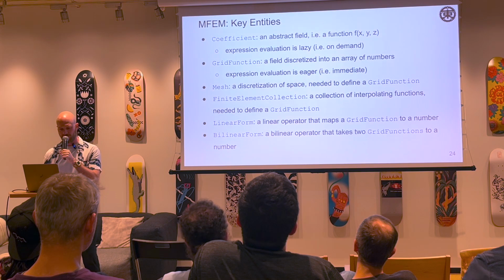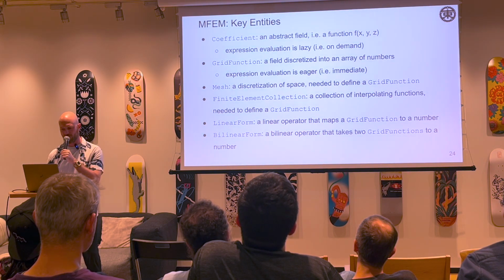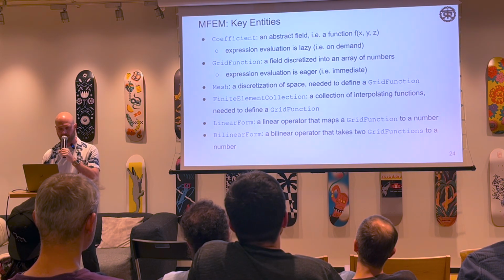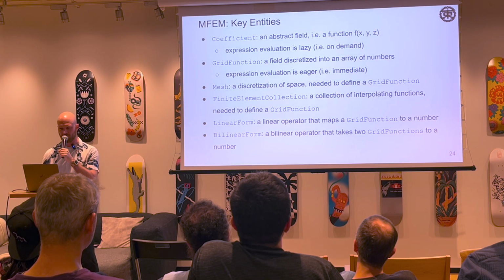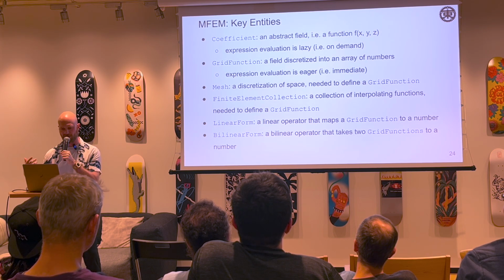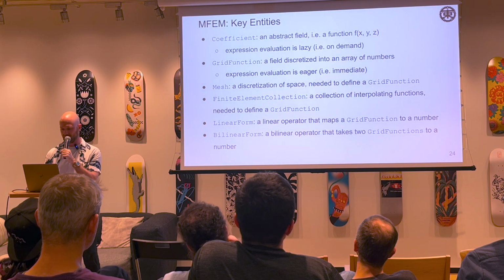And then we'll have linear forms and bilinear forms. These are things that operate on grid functions. So if you have one grid function and the function takes that as the argument and it returns a number, that's a linear form. It's called linear form because these things are going to be linear by their definition. And if it's a bilinear form, then it takes two grid functions and returns a number.